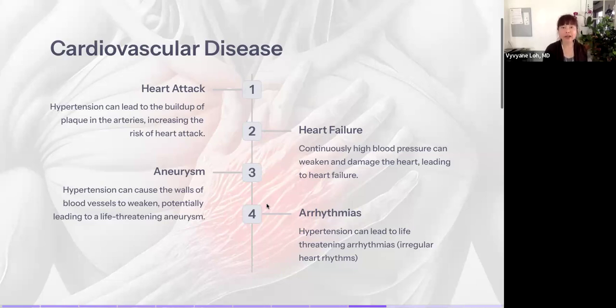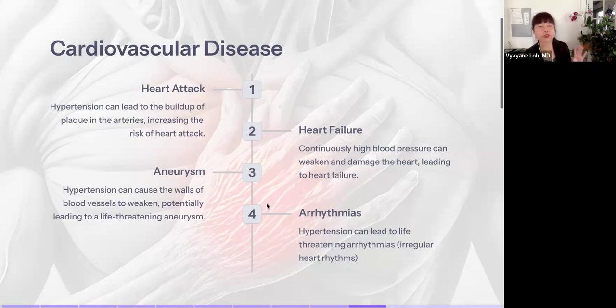So when you have high blood pressure that's not treated, it can lead to the buildup of plaque. Plaque would be these fatty deposits in the blood vessel wall, and they can cause damage to the artery wall and increase your risk of heart attack. You would also be at risk for heart failure. And that's because, again, when you have high blood pressure, you're forcing your heart to work very hard. You are actually causing it to be under a lot of strain. And that can weaken and damage the heart over time, leading to heart failure.